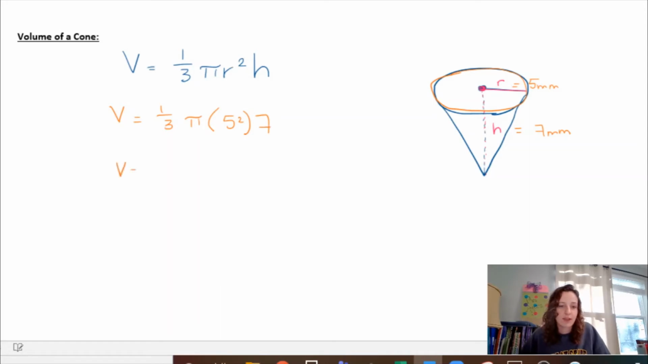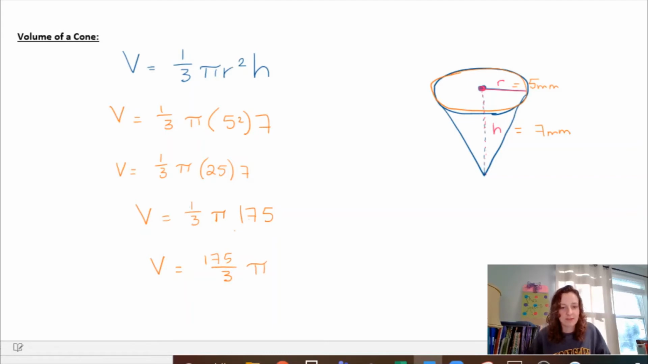Okay, so now I have the volume is equal to 1/3 times pi. 5 squared is 25 times 7. So now let's multiply 25 times 7. So the volume here is 1/3 times pi, 25 times 7 is 175. Remember, when you're multiplying by a third with a fraction, how do you multiply fractions? Straight across. So this is really the volume, 1 times 175, 175 divided by 3 pi's.